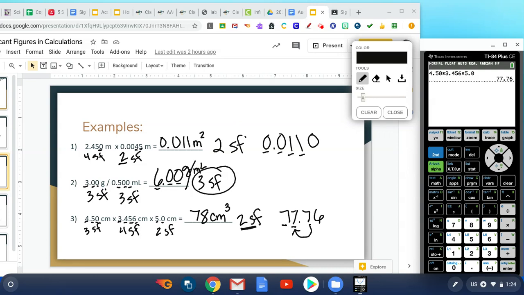So remember, when you're doing multiplication or division, you need to make sure that you look at the entire number and determine how many sig figs. The least sig figs is what you should have in your answer, and you're going to have to round to get there. Okay, now we're going to talk about addition and subtraction.